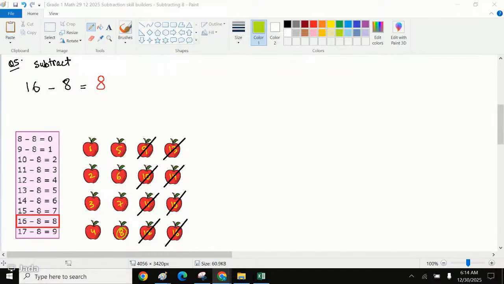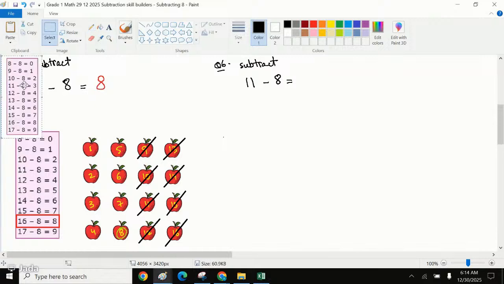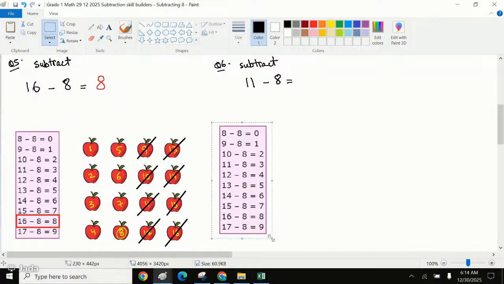Let's try the next. The next question, question number 6, says subtract 11 minus 8. So if we subtract 8 from 11, how many should be left? What we can do is we can use the grid, right? Okay, I'll just copy the grid for our reference. We know the grid is over here. That gives us the answer.